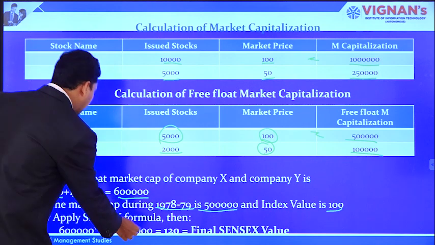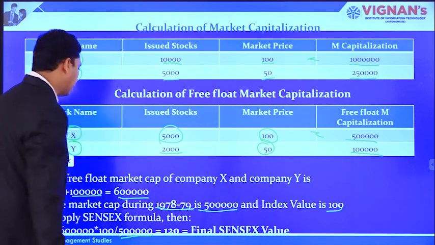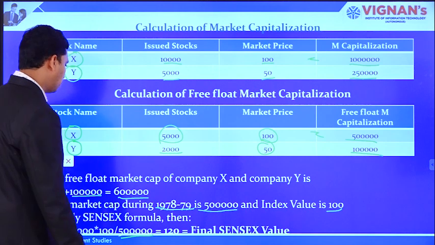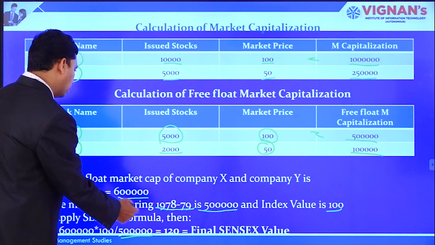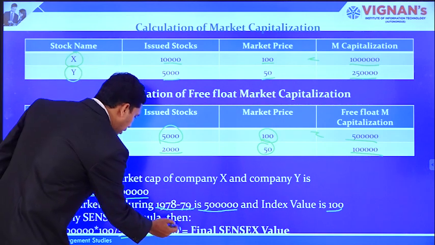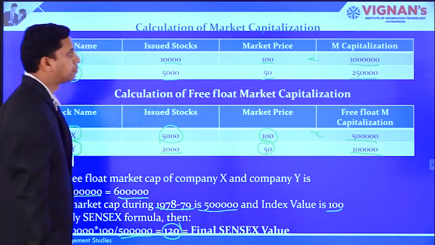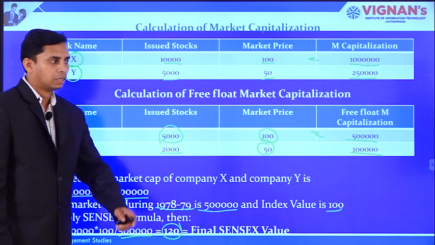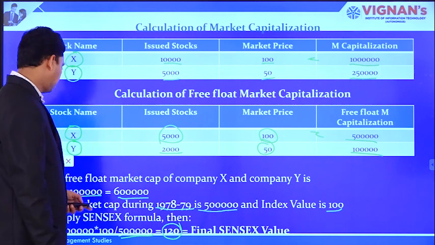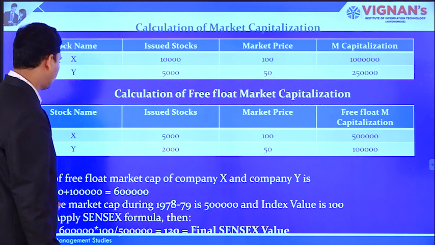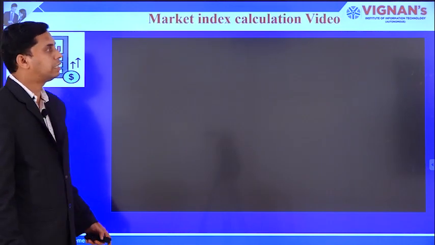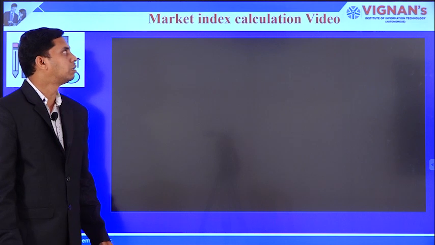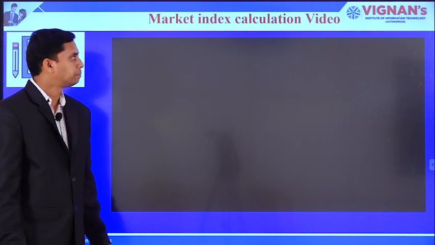So, the market capitalization during that year is 5 lakhs, given in the problem. That is why the total final Sensex value is 120. So, hope you have understood this. Now, let us see the small video on index calculation.